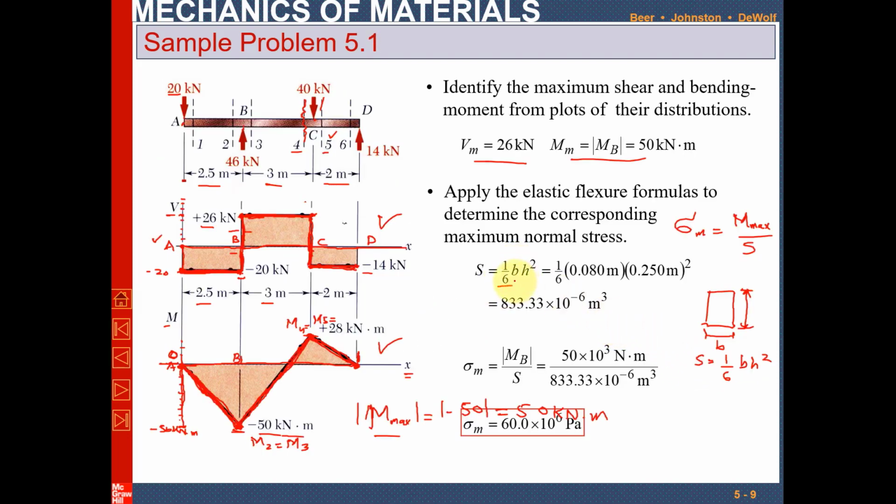So S is 1/6 B H square. B is 0.080 meter and height is 0.250 meter, whole square, and the section modulus S comes out to be 833 times 10 raised to power -6 meter cube. Now you have M, the maximum bending moment, that will be at point B, and you have calculated the section modulus. You put it in and you get the maximum bending stress, that is sigma_m is 60 megapascal, or 60 times 10 raised to power 6 pascal. So this is how you will find the maximum stress in the beam.